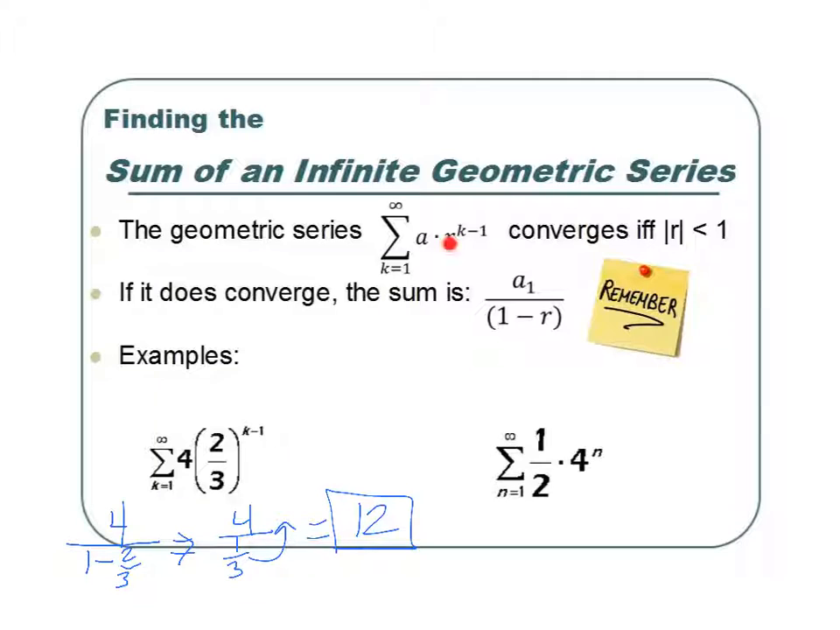This time, the thing that's being taken to the power is the 4. 4 is not less than 1. So this is not going to be something that converges. This diverges. And so on those problems, just write diverges. And you won't go find the sum because the formula doesn't work unless it's converging.